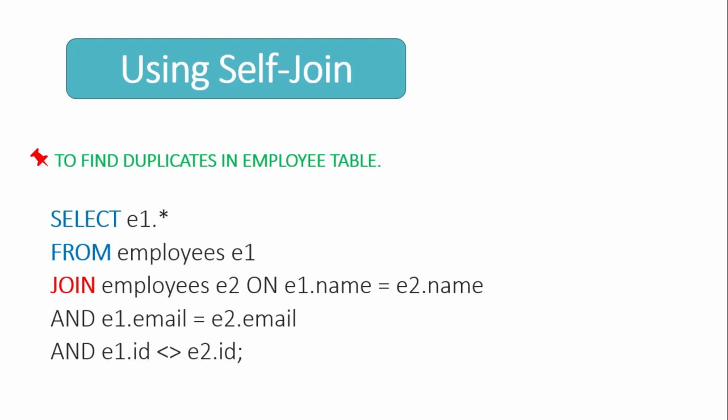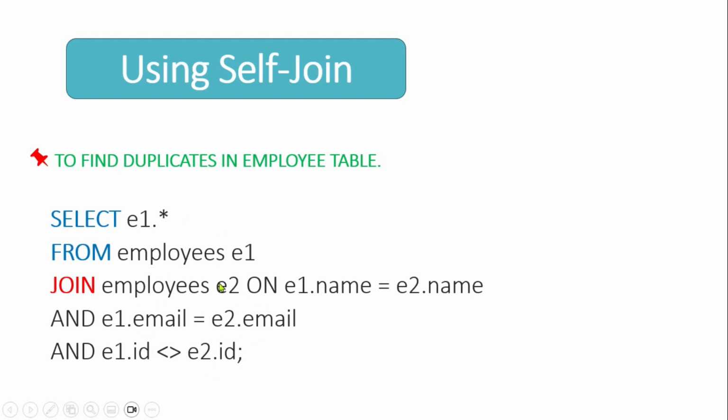Now let's see the second method to find the duplicates in the employee table using self-join. This method involves joining the table with itself on the column you suspect might have duplicates, then selecting the rows where the join finds more than one match. So the query will be like this. Select all from employees table E1 self-join employees E2 on E1 name is equal to E2 name. So name should be same and email should be same. So E1 email is equal to E2 email and E1 ID is not equal to E2 ID.